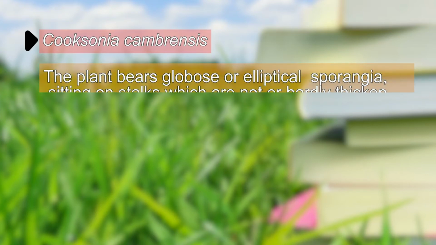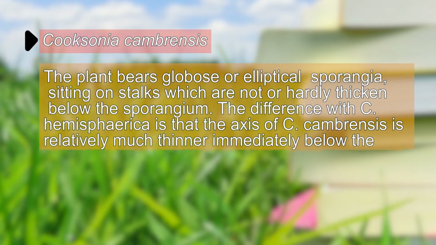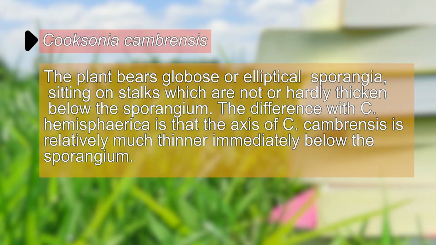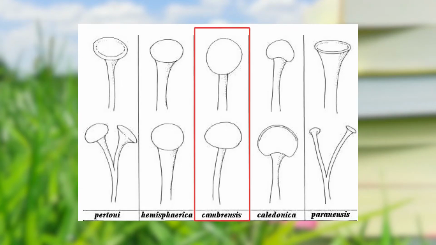Second, we will be talking about Cooksonia cambrensis. The sporangia here are globose or elliptical, and are borne on stalks which are not or hardly thickening below the sporangia. You can see the picture here.